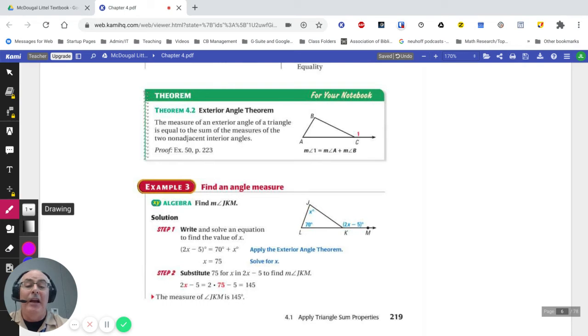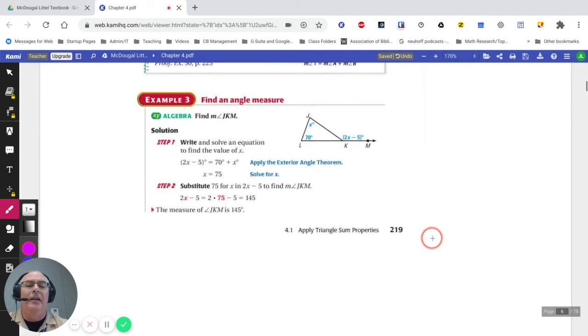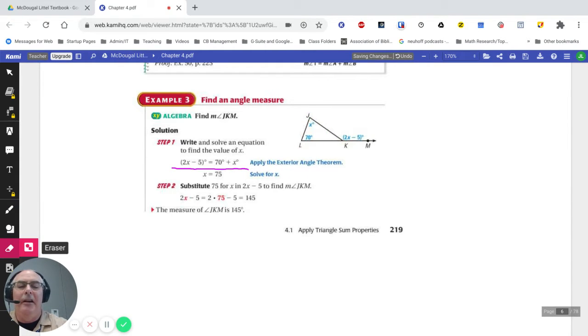The way we can use that to solve and find the measurements of all of the angles is that in this case we know the exterior angle is 2x minus 5, and then one interior angle is x, the other is 70. These are the opposite or non-adjacent ones. And so we set these to be equal to each other. That's what this equation does: 2x minus 5, the exterior angle, equals 70 plus x, which is the sum of the other two interior angles.